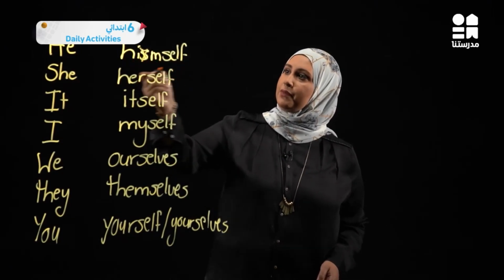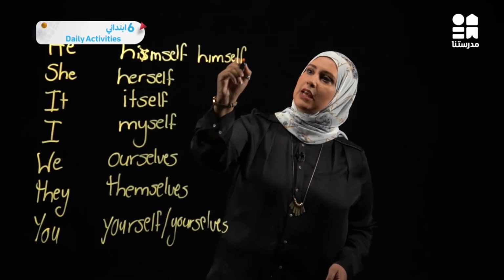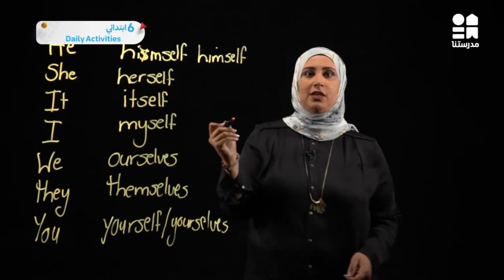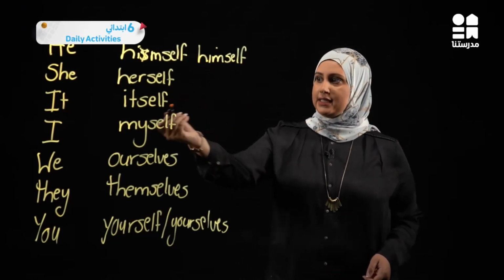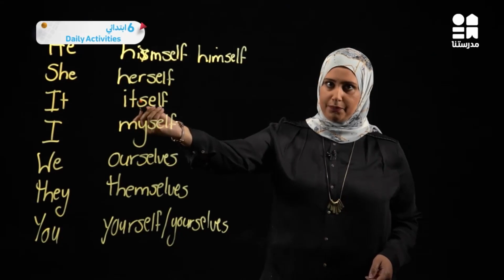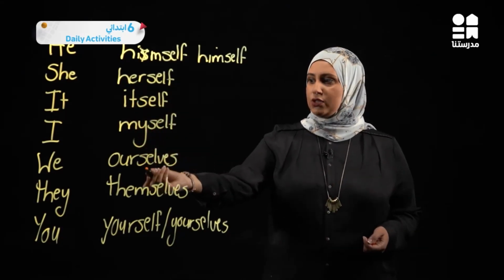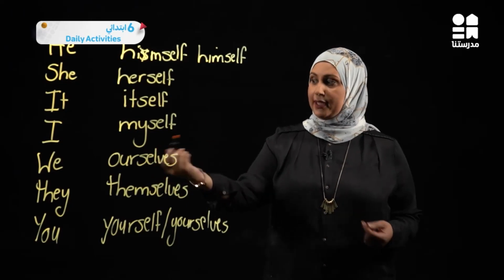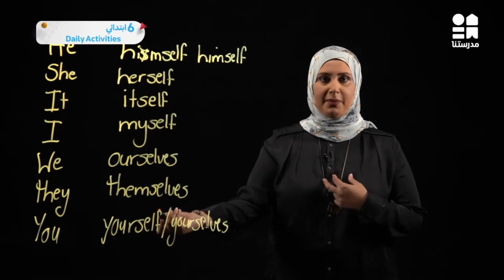Himself. Okay, let's write it again. Himself means what? Himself here means بنفسه. Herself بنفسها. Itself ده لو جماد، أو حيوان. Myself بنفسي. Ourselves بنفسنا. They themselves بنفسهم أو you yourself بنفسك.